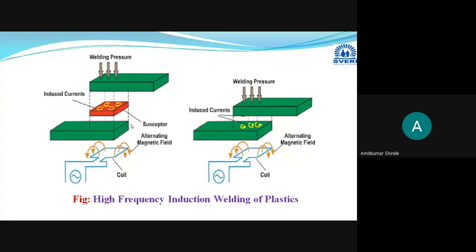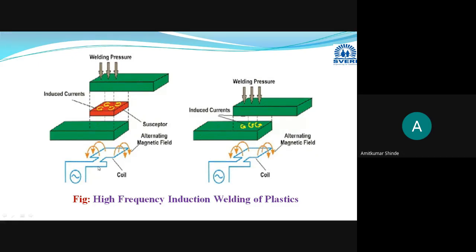The basic principle, whenever you are studying welding methods, is that we are just changing the heating source and the method of applying pressure to give the desired shape to the joint. Only this changes; everything else is the same in each welding technique. For high frequency induction welding, we use an inductor coil to get the heat required to melt our plastic material.